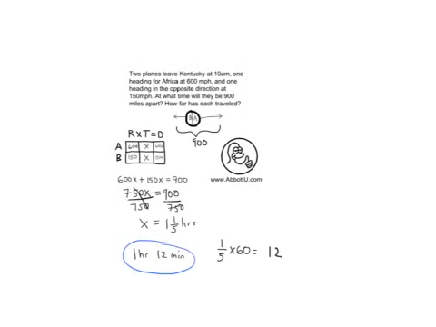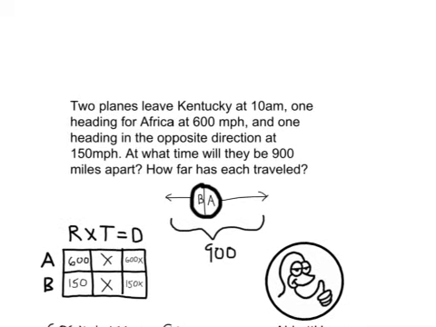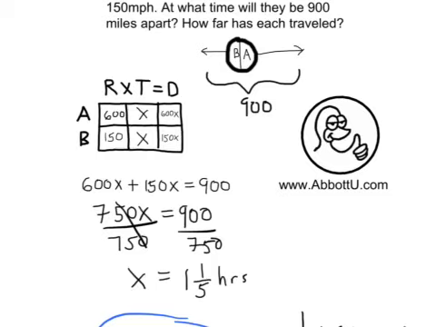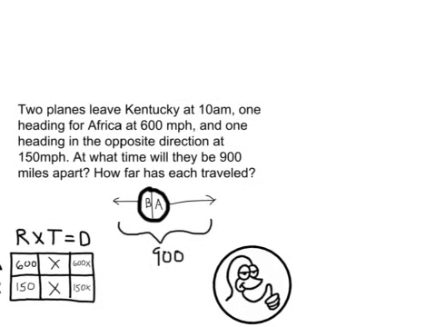The word problem is asking for what time will they be 900 miles apart. So here it is. I'm going to blow this up a little bit. At what time will they be 900 miles apart? Well, we know that they left at 10 a.m. and they've been flying through the air for an hour and 12 minutes, right? So that will be 1 hour plus 10 a.m. That's 11 plus an extra 12 minutes.